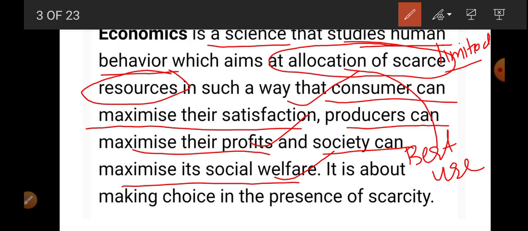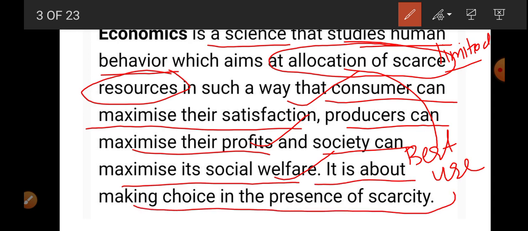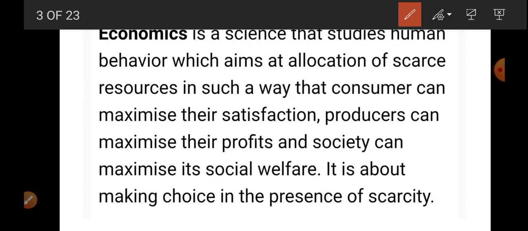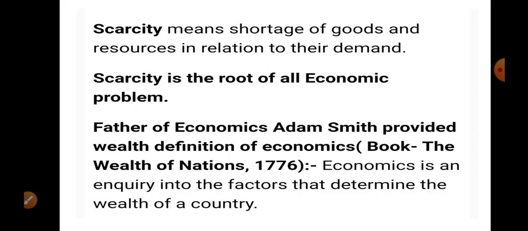First, economics is what? It is a social science. It is related to allocation of resources so that we can achieve these three targets. It is about making choice in the presence of scarcity. So this is another one line definition. If you feel that the above line is too tough, too lengthy, you can just keep in your mind this line: it is about making choice in presence of scarcity. Okay. Now, so till now you have understood we are learning this subject just because of scarceness of resources.